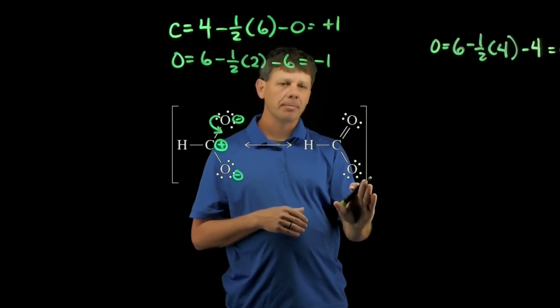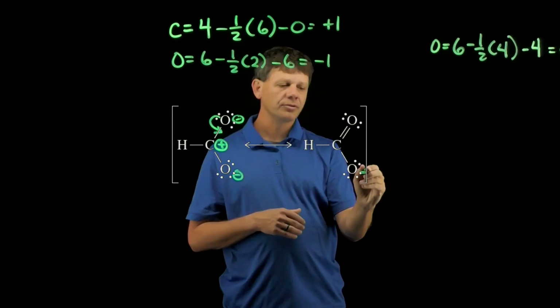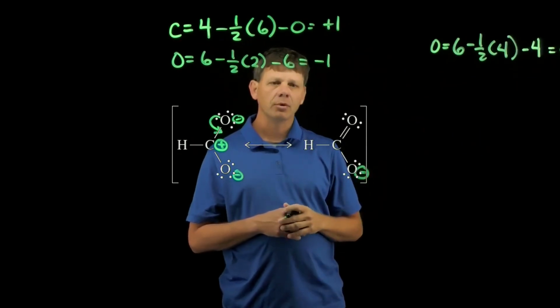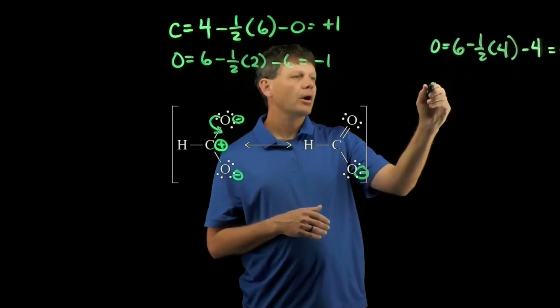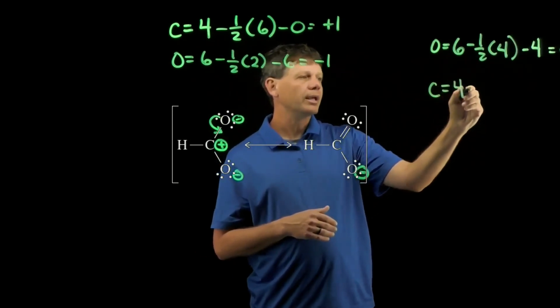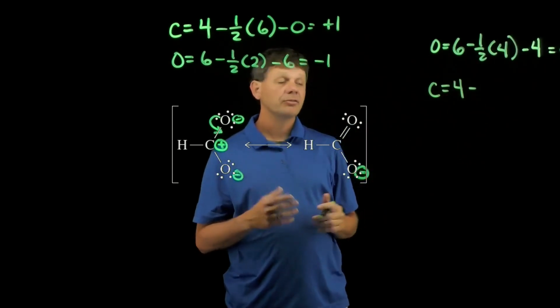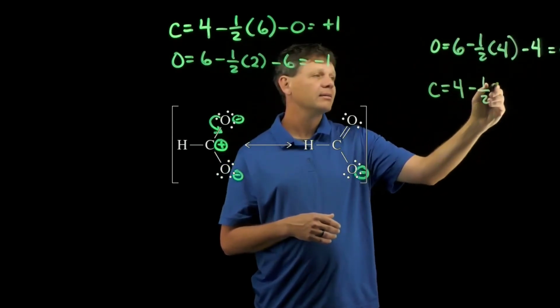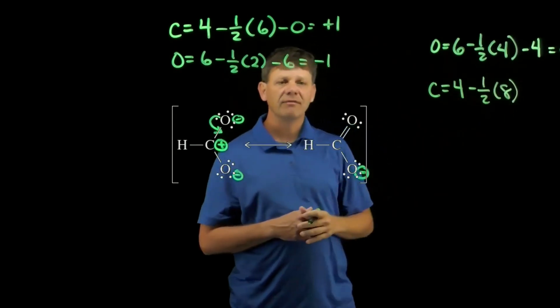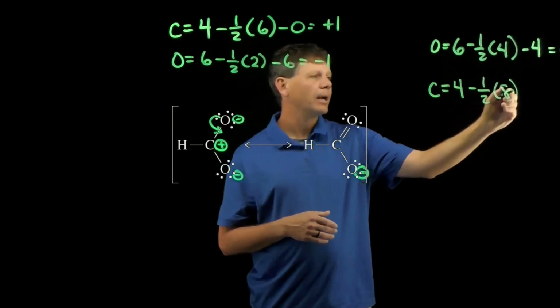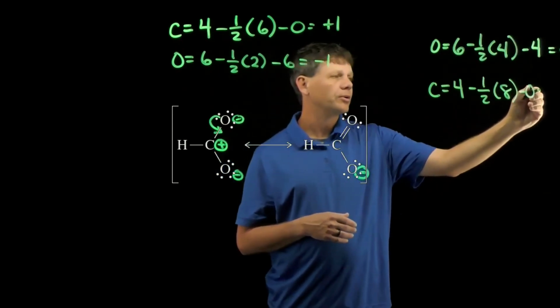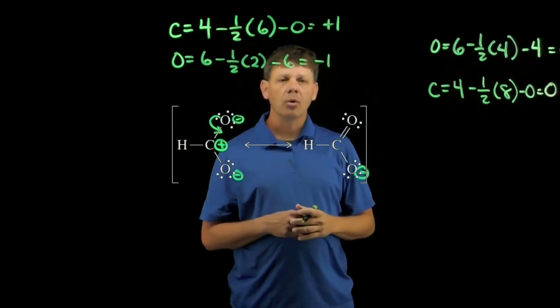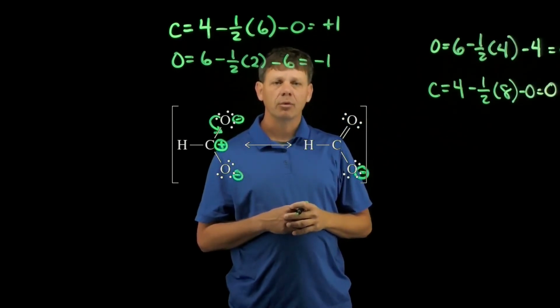The oxygen at the bottom has not changed from one structure to the next, and so its formal charge will still be -1. How about carbon? The carbon in the structure on the right, we can calculate it. 4 minus 1/2 of now 8, because it has 4 covalent bonds, minus 0 unshared, gives it a formal charge of 0. And so we don't need to show its formal charge.